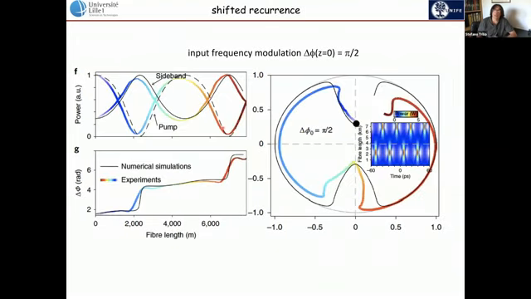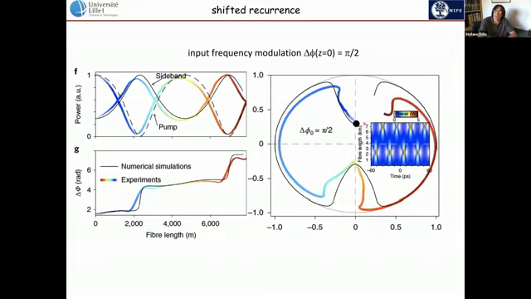Then you switch to input frequency modulation. Now the relative phase at the beginning, instead of being 0, is pi over 2. You can see that the evolution in terms of power, sidebands and pump is similar, but the phase is completely different because now it is free running.